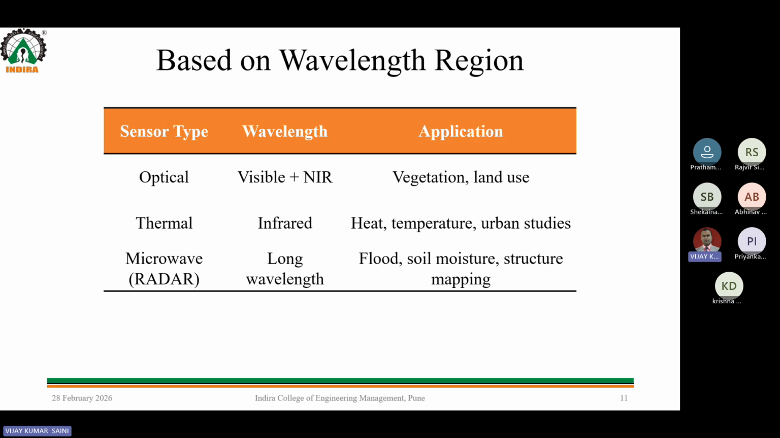Even at remote locations, if some avalanche has occurred, you can identify from the heat radiation that somebody is there, right? And in that way you can rescue them. So there are different ways. I have just given you an example of defense. In the same way, in urban studies and also for mining and different uses, you can utilize these sensors. In the same way, microwave and radar have long wavelengths and you can use them for floods, soil moisture, and structural mapping, right? So these are the different applications that you can see based on the wavelength region.